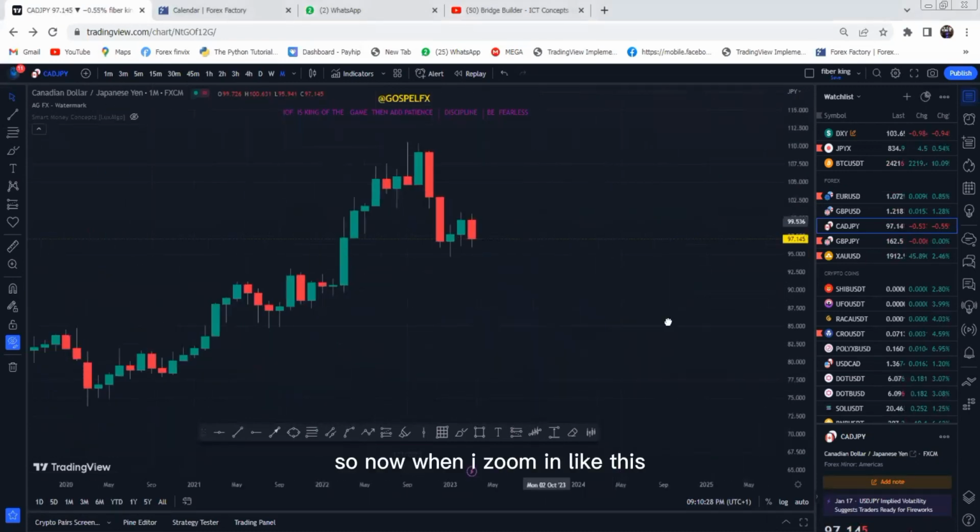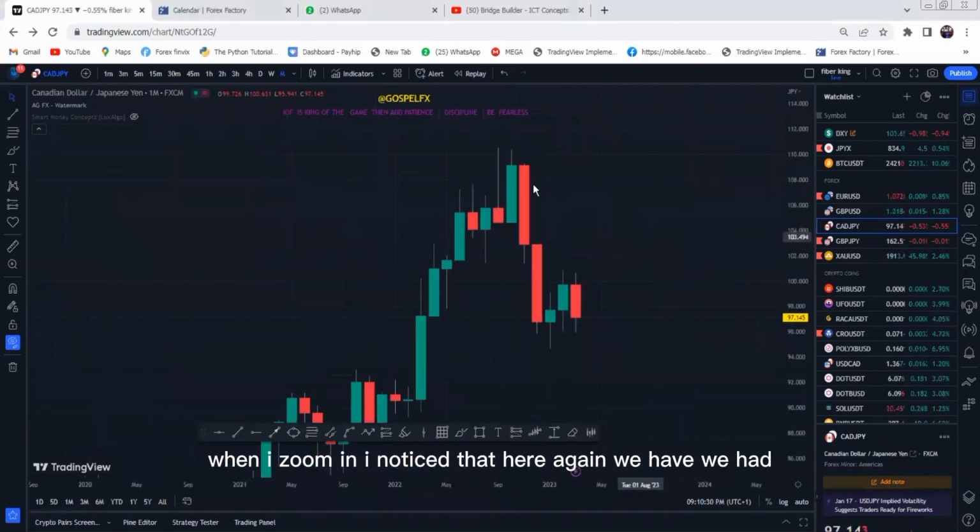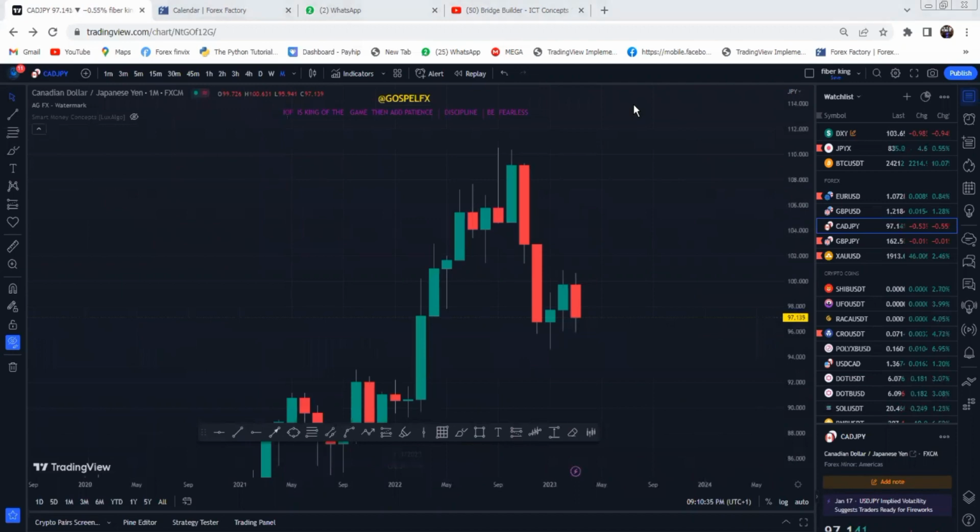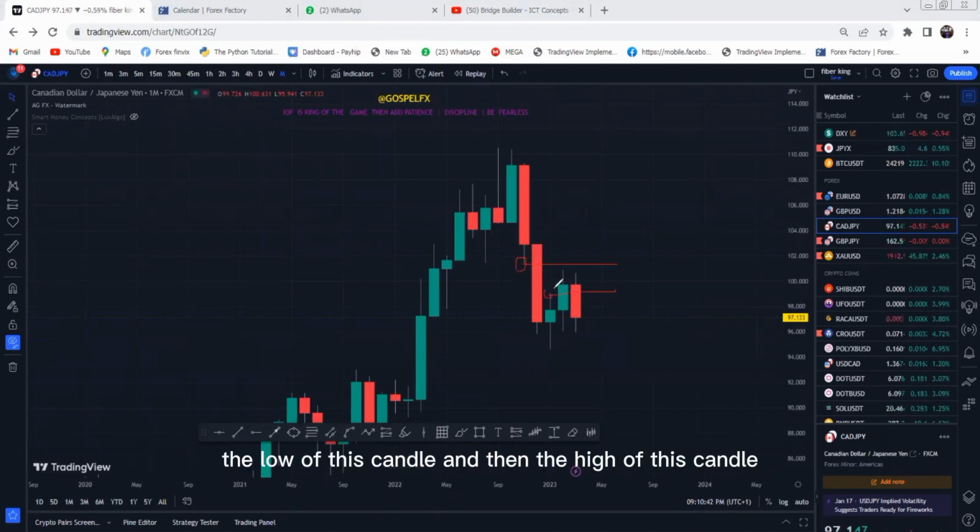So now when I zoom in like this, I notice that here again we had this CB. The low of this candle and then the high of this candle, that's our CB. It's a fair value gap, but since it's on the downside, it's a CB. So we are expecting the reaction of price on this area. This is a POI right from the monthly chart. So we are expecting price to react on this level, and maybe push further down.